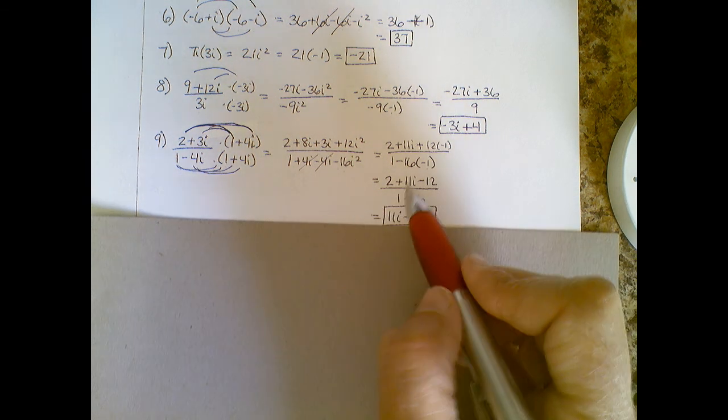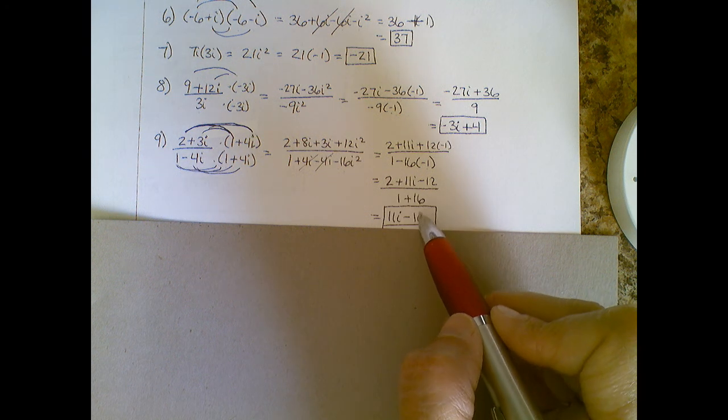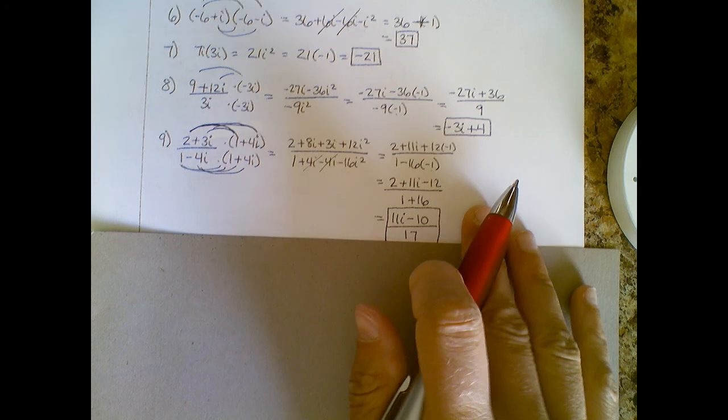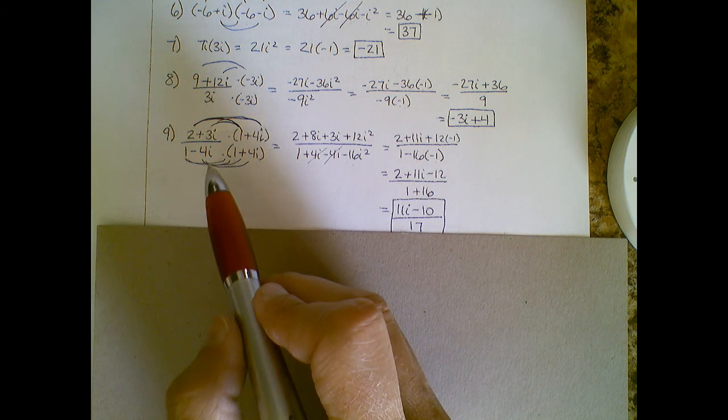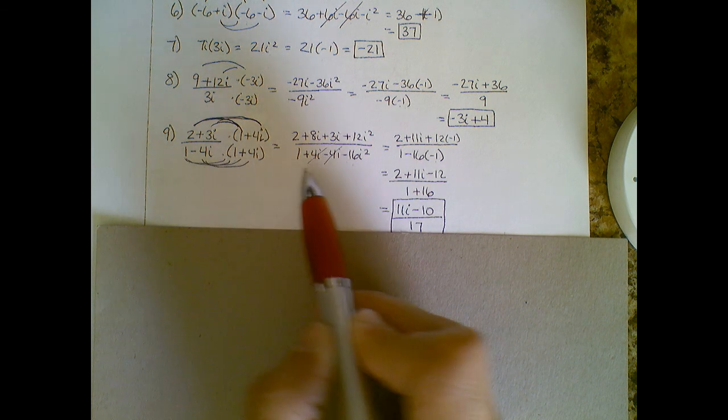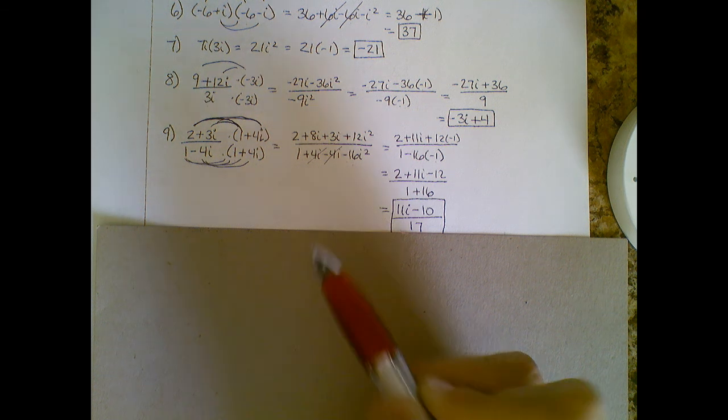Combine my like terms, so I get 2 minus 12 is negative 10. 1 plus 16 is 17. So you'll notice we want to have the same first terms, the same last terms, opposite signs, so they cancel out like they did in this problem.